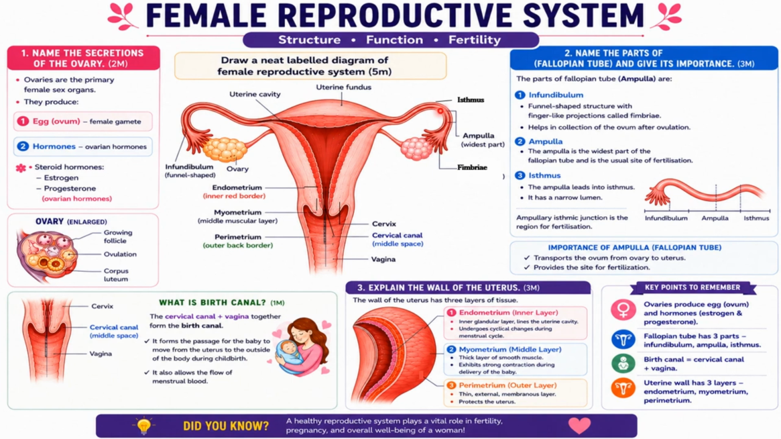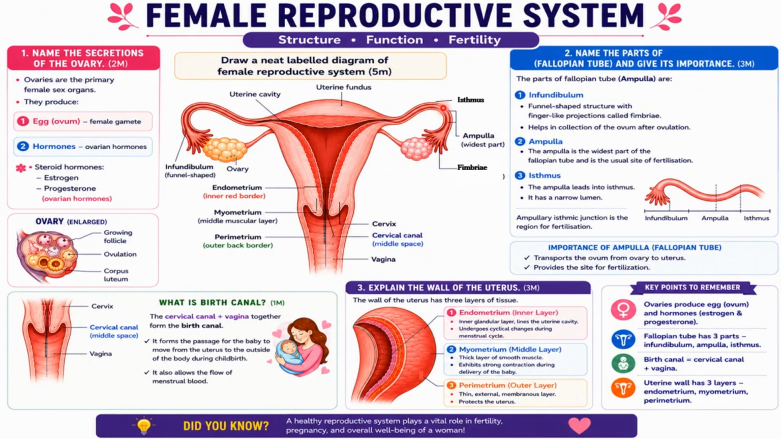Next is the ampulla, which is the wider part of the fallopian tube, and then comes the isthmus, which is a narrow part that connects to the uterus. The junction between the ampulla and the isthmus is called the ampullary isthmic junction, which is essential for fertilization.